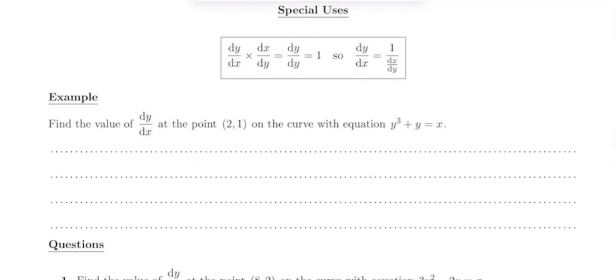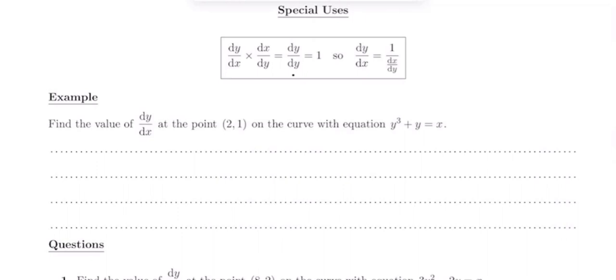This is the third video for differentiation. We're just going to look at a special use of the chain rule. You can see at the top here that dy/dx times dx/dy is dy/dy, which is 1. So therefore, dy/dx is the reciprocal, 1 over dx/dy, which is quite useful.